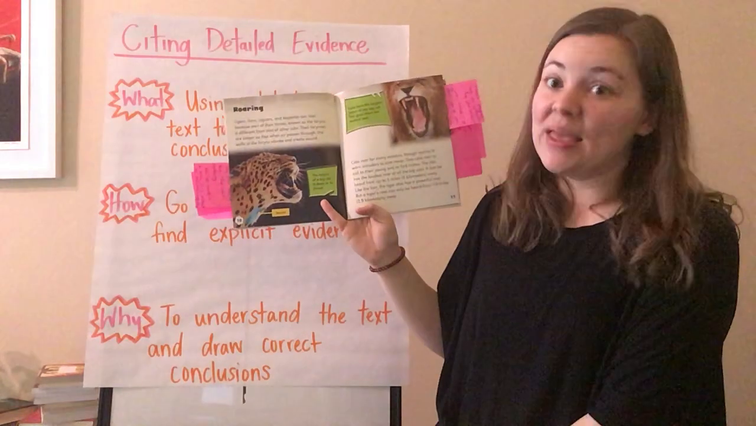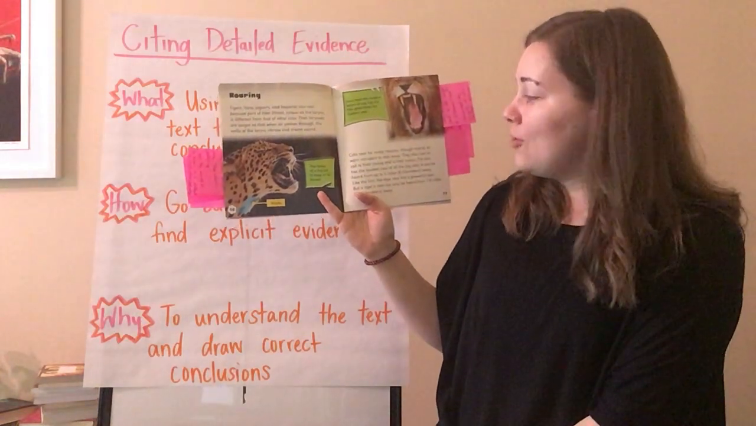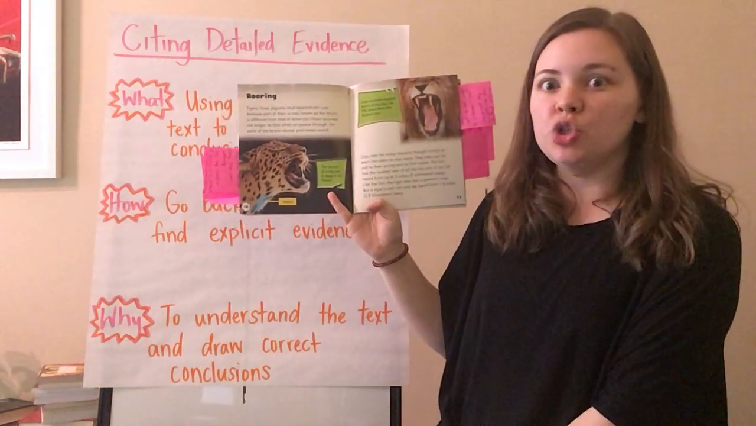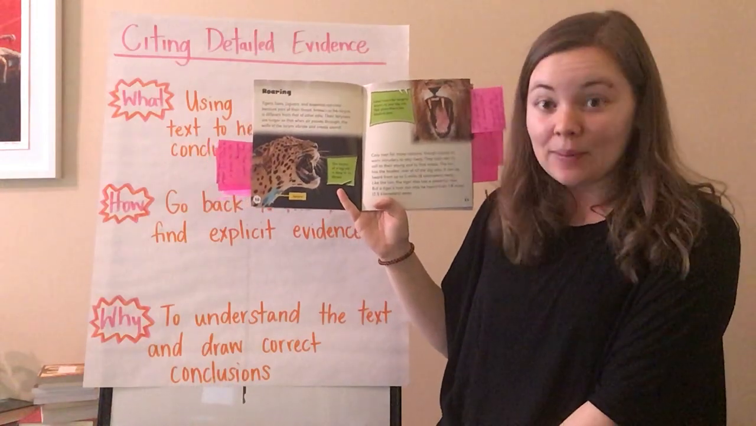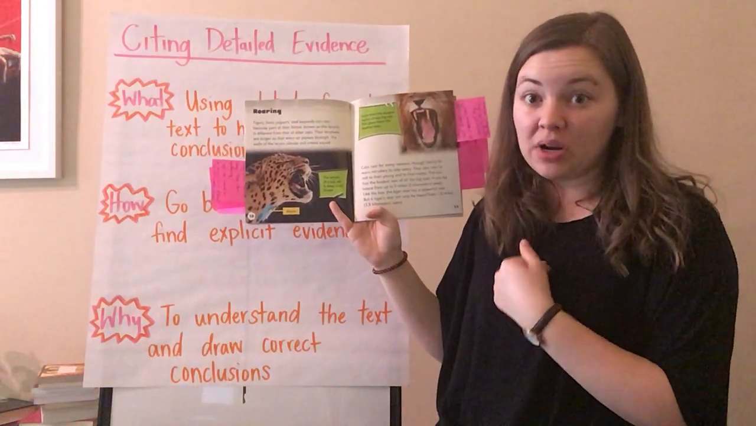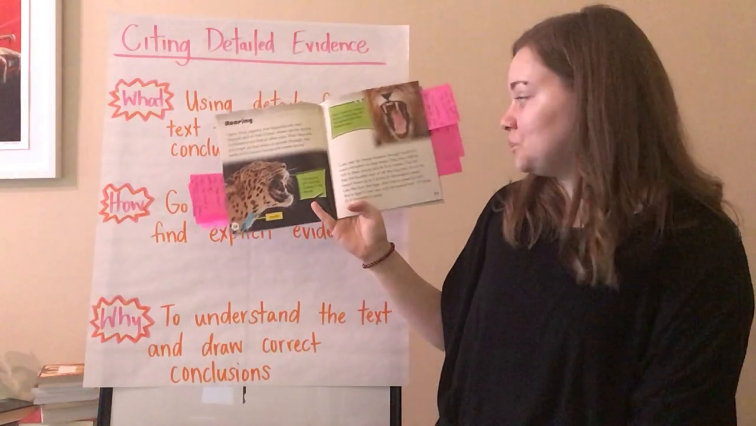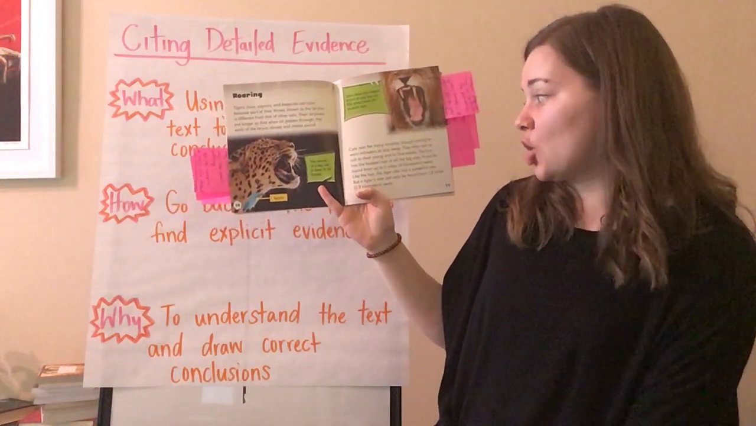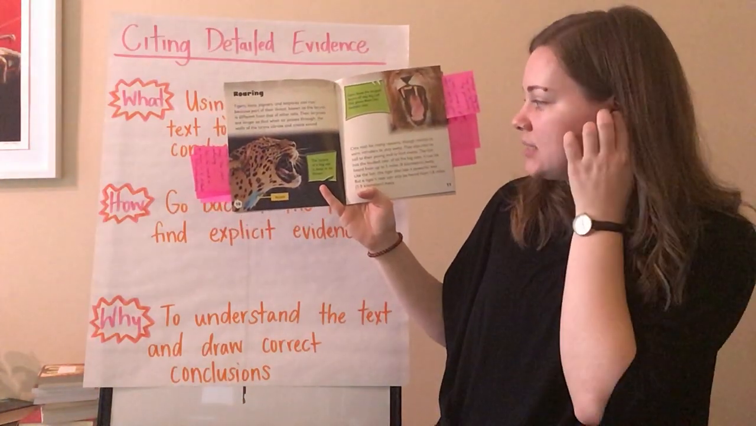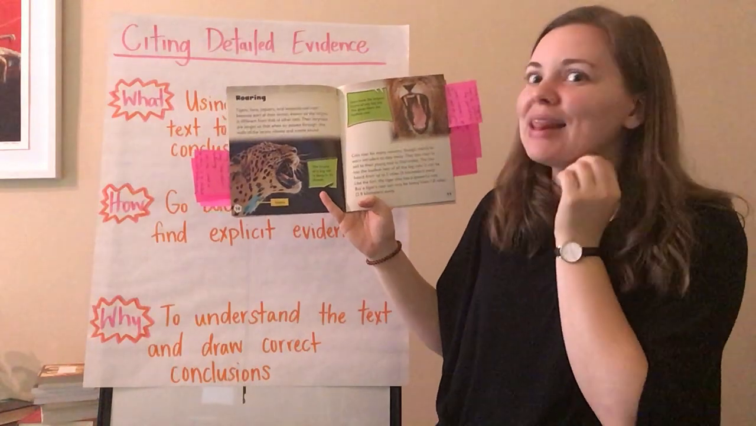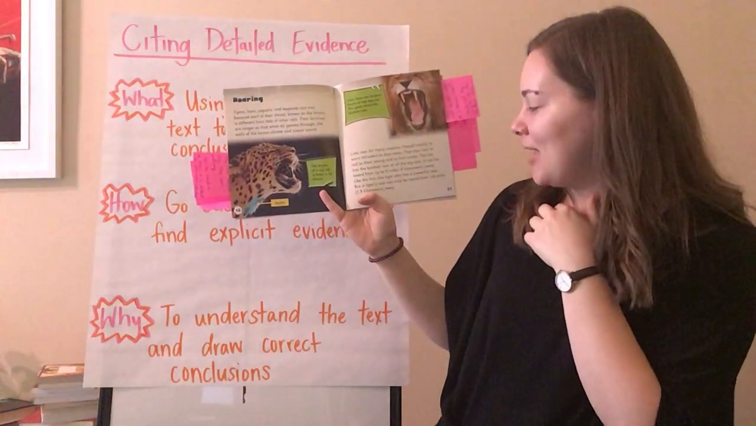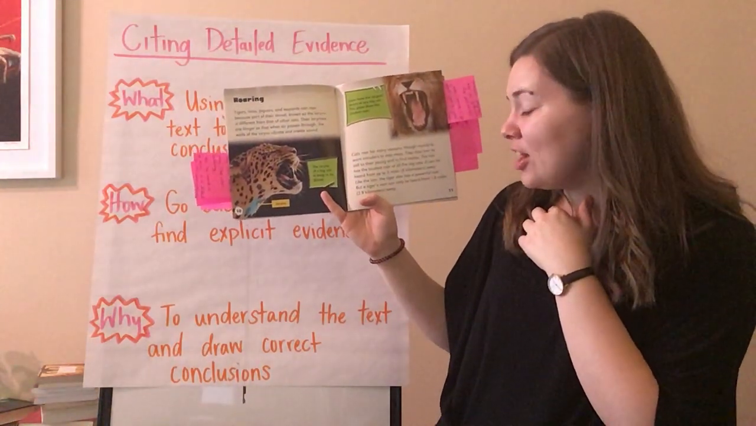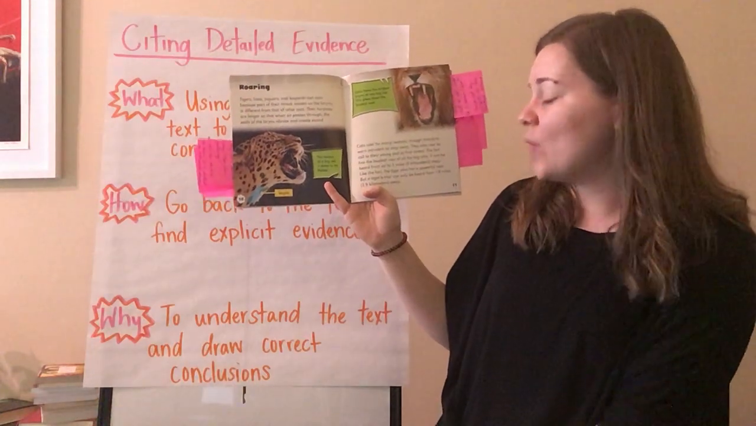Cats roar for many different reasons, though mainly to warn intruders to stay away. I know if I heard a big cat roaring, I would not go any closer. They also roar to call their young and to find mates. The lion has the loudest roar of all big cats. It can be heard from up to 5 miles away.